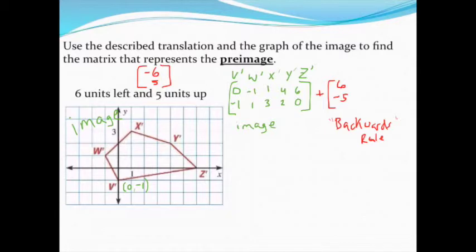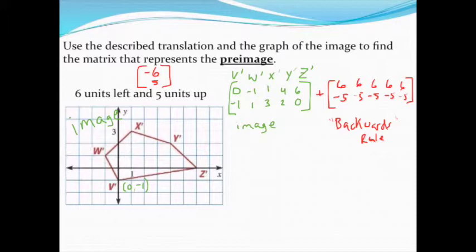As we talked about in the previous videos and in the video about adding matrices, to add two matrices, they need to be the same size. So since I have 5 columns in my image matrix, I'm going to need to have 5 columns in my backwards rule matrix. So let's just repeat that same rule because we're using it for all the coordinates 5 times. So 6, -5, 6, -5, 6, -5, and so on. So I have 5 columns that match up.